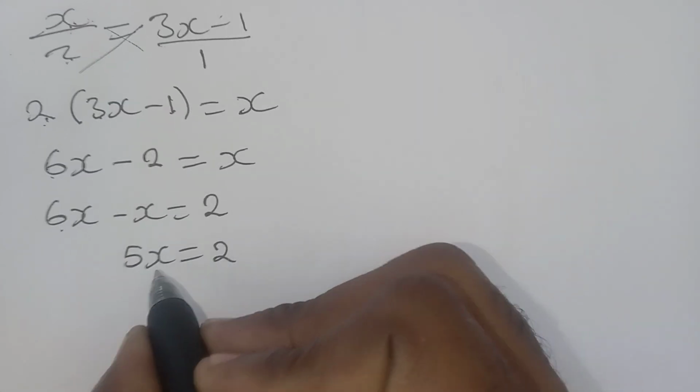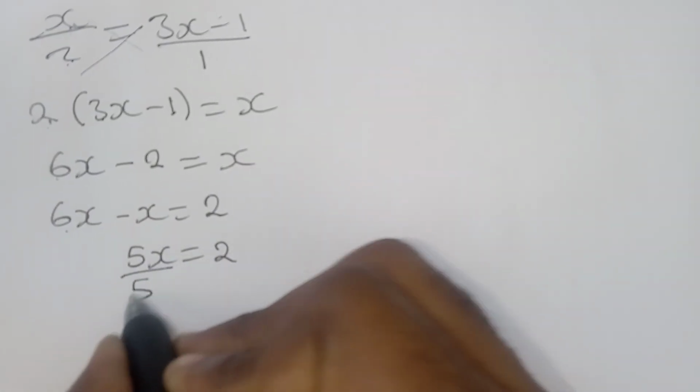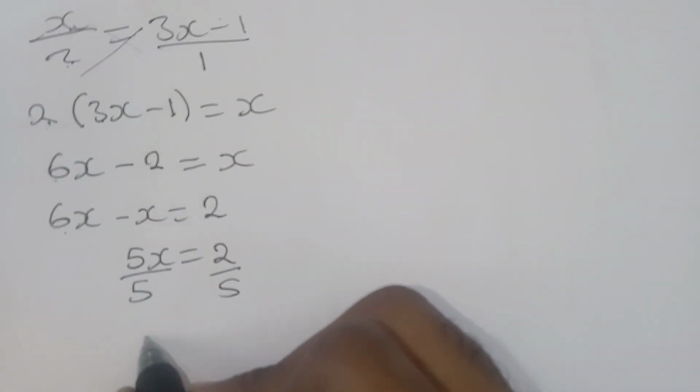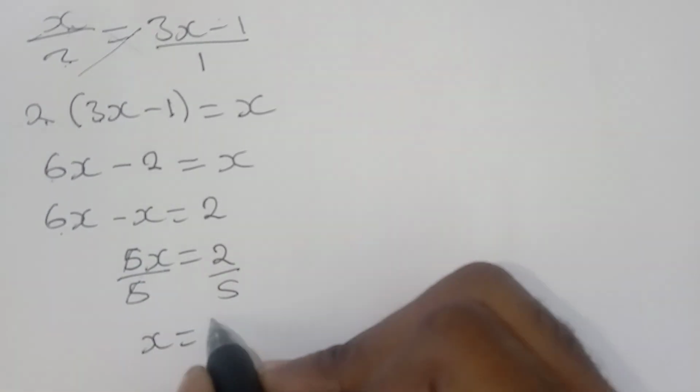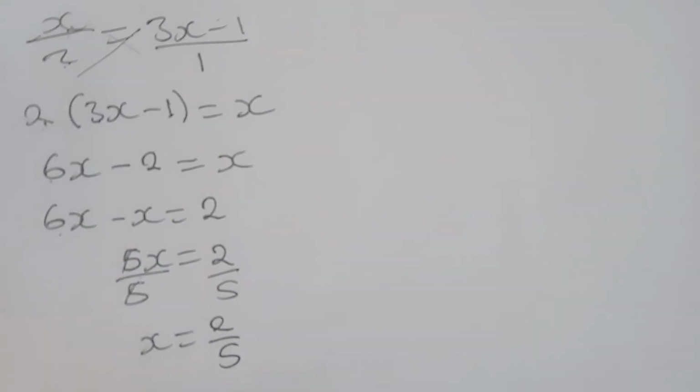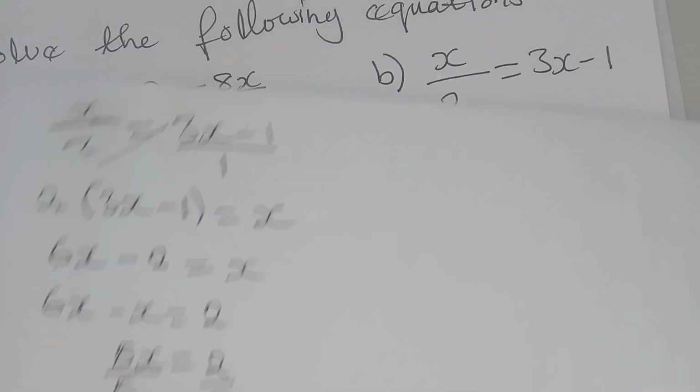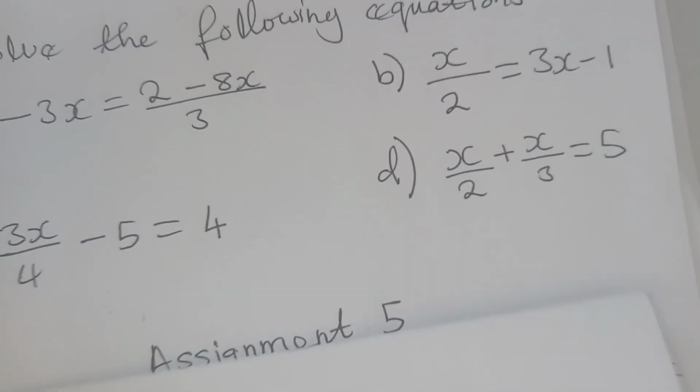And then to solve for x, you can simply divide both sides by 5, so that your x is 2 over 5. So in this case, we had a fraction as the value of x. It's equally okay, although it's rare.